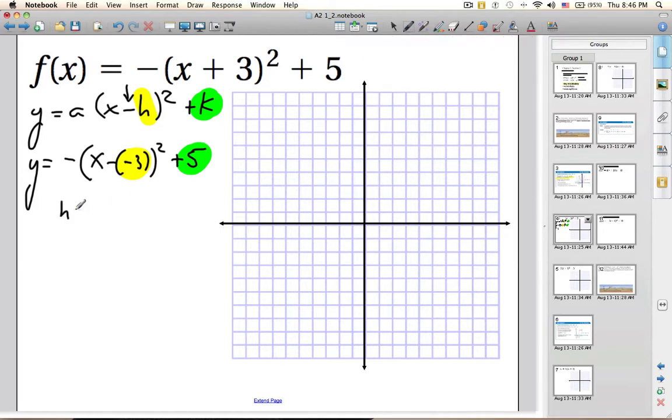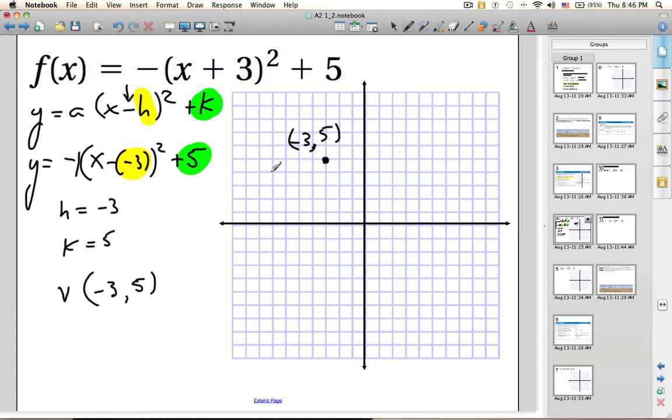So in this case, h is equal to -3 and k is equal to 5. So I know that my vertex is at -3, 5. If I put my vertex in, 1, 2, 3, 1, 2, 3, 4, 5, there's my vertex, -3, 5. I know that my parabola is going to open down because my leading coefficient is negative. In this case, it's -1. If you just have a minus sign, that's the same thing as -1.